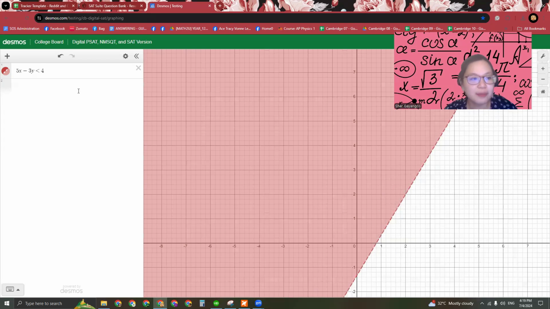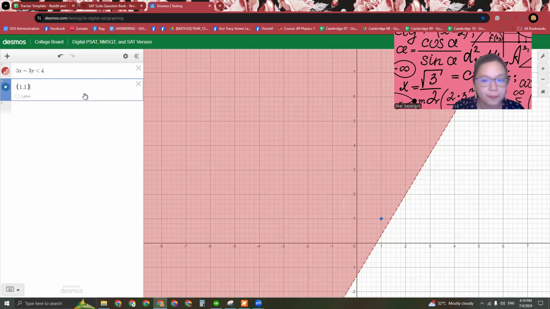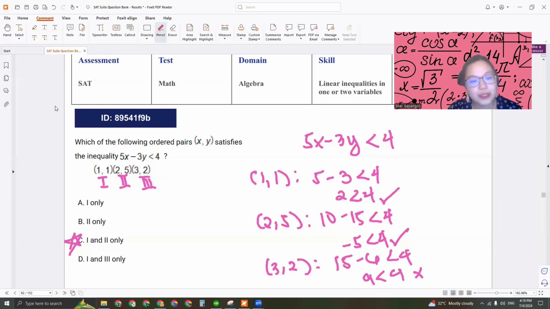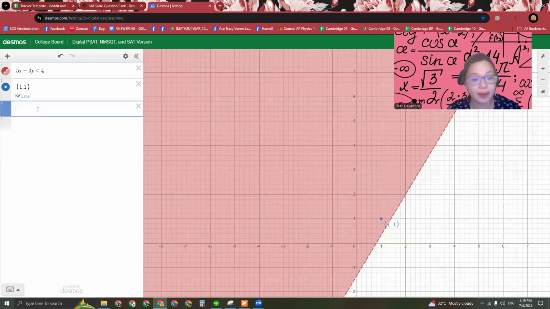Let me just type that. You can also type the points. 1, 1. Okay, I'll click label. This one is just extra. You can just inspect, right?